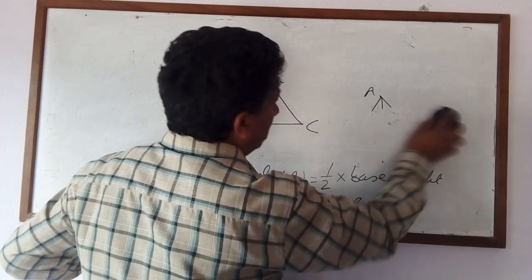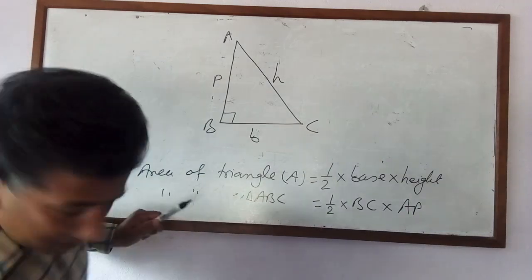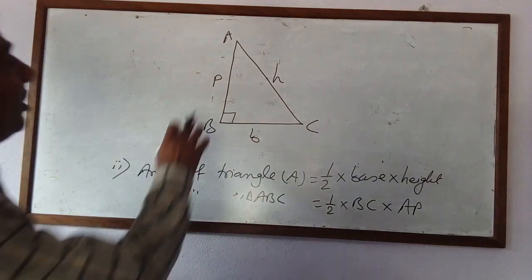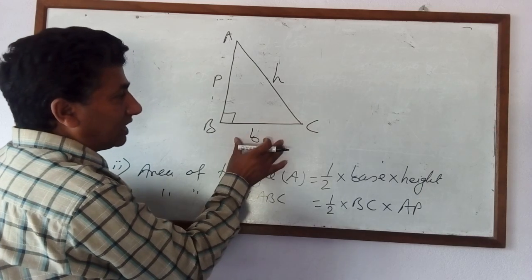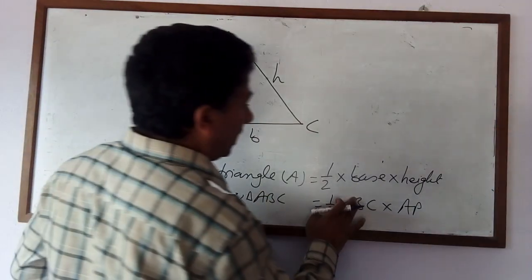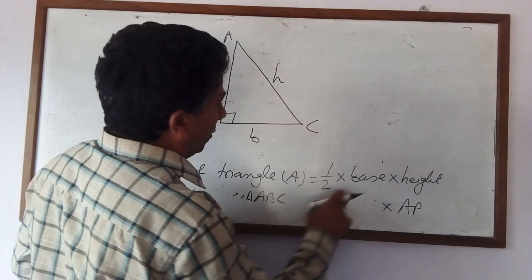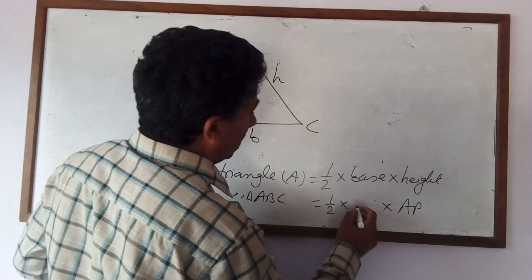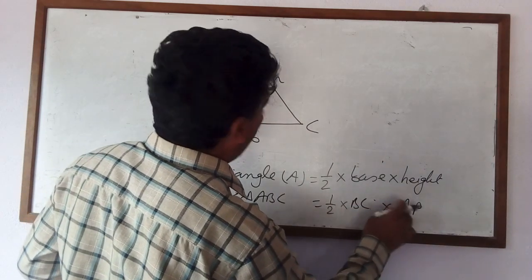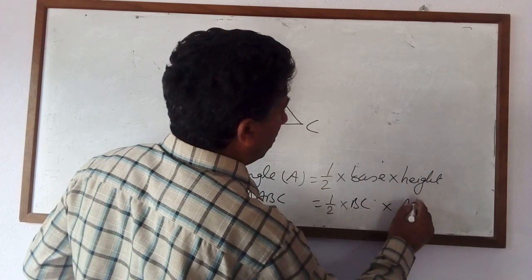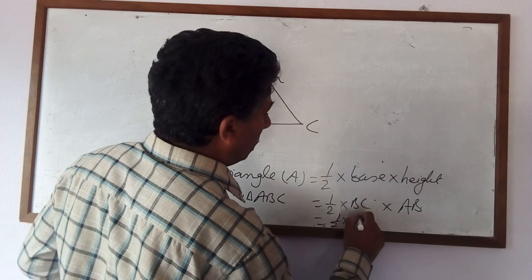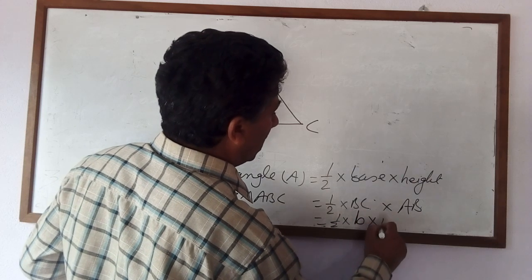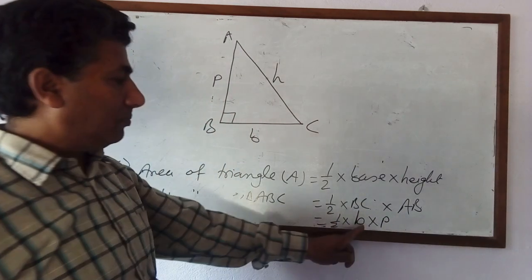Now we did this for any triangle. Now for a right angle triangle, if we say the perpendicular is height, this one will be base. If we say this is height, it will be base. In this case, perpendicular and base, BC, height AB, the area will be half times B times P, perpendicular times base.